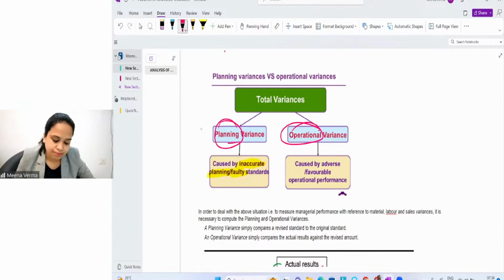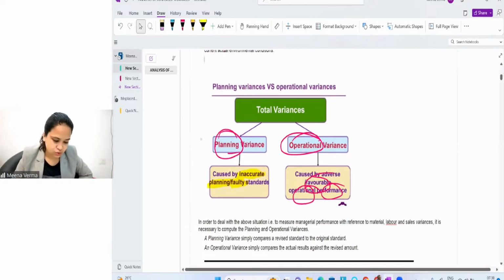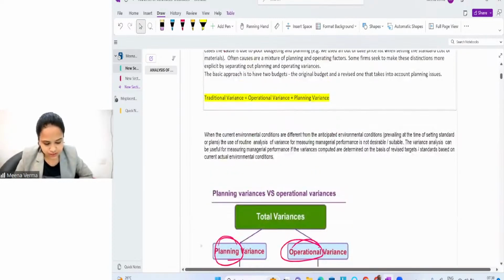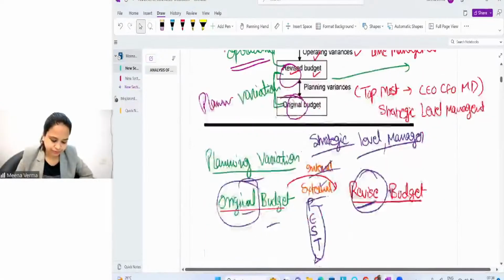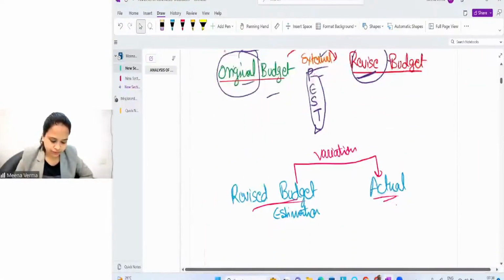So here what is happening? If a mistake is made in operational performance, the line manager, the lower level manager will make this mistake. So that will be operational variation. That will be your operational variations, right? So we have these two concepts of strategic level management and operational level management. Okay, next.